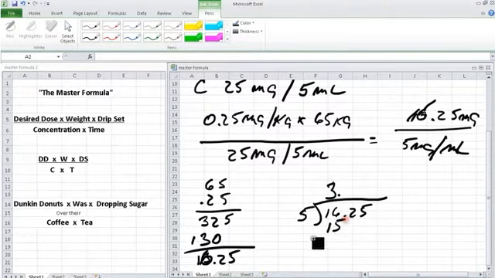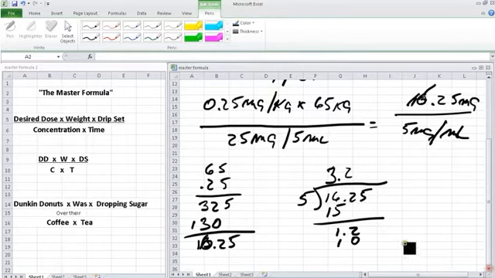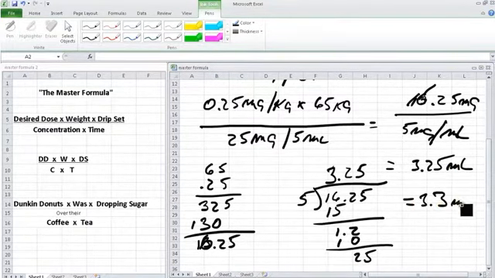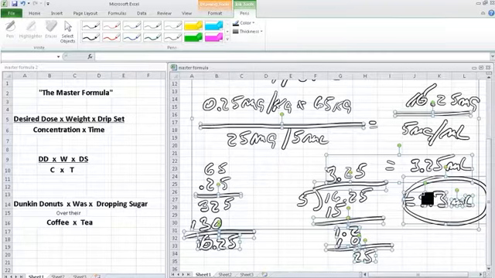And 5 goes into 12 twice. And 5 goes into 25 5 times. So this would be equal to 3.25 milliliters, or we can just round it up, 3.3 milliliters. As one of my instructors would say, go high or go home. All right, there we go.